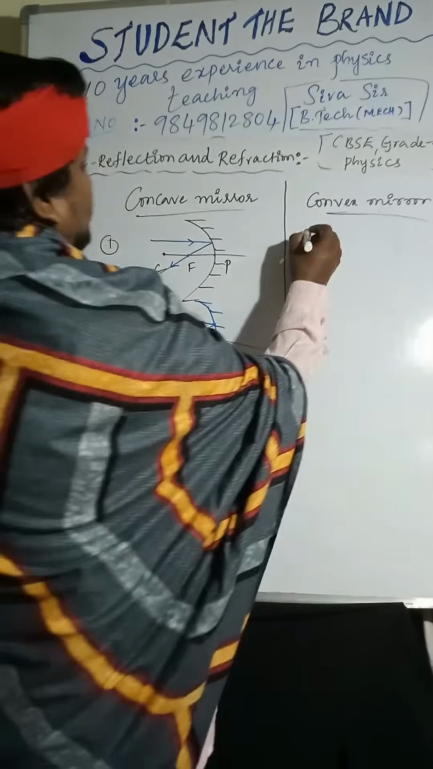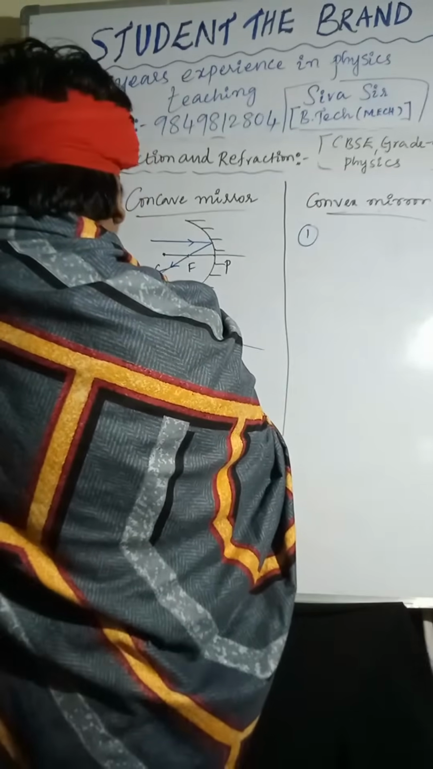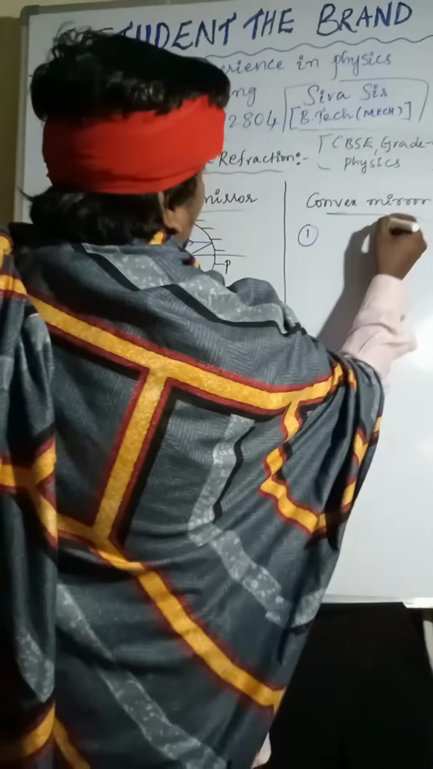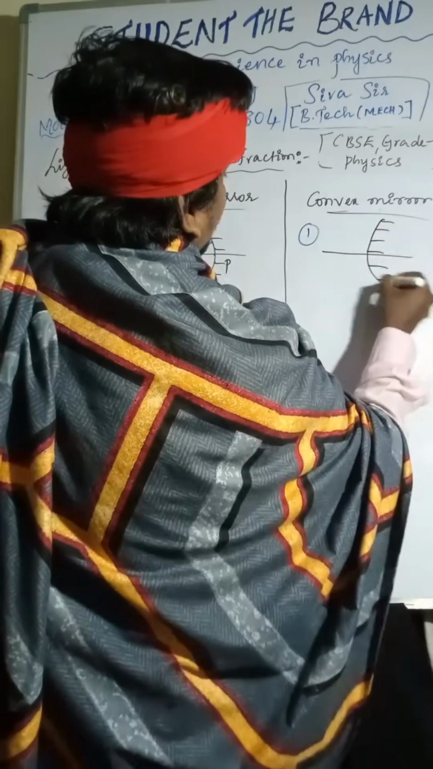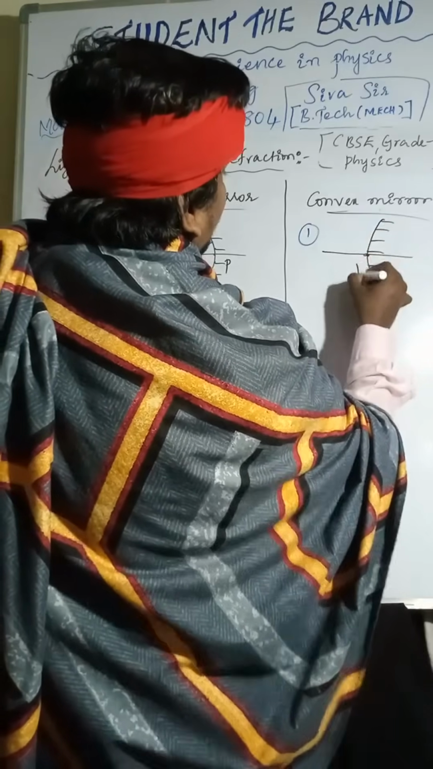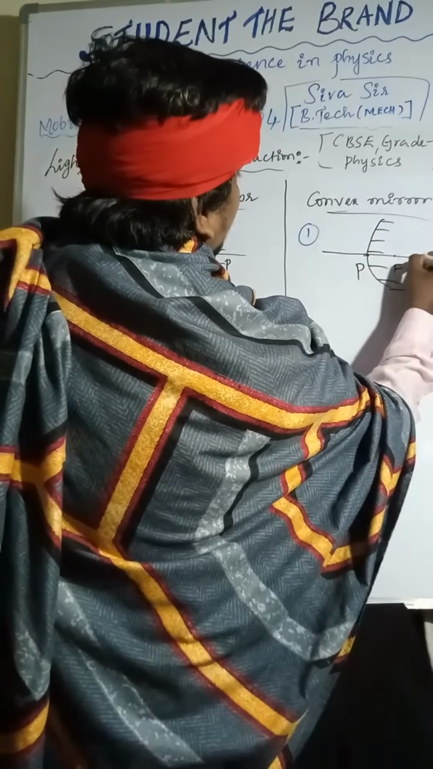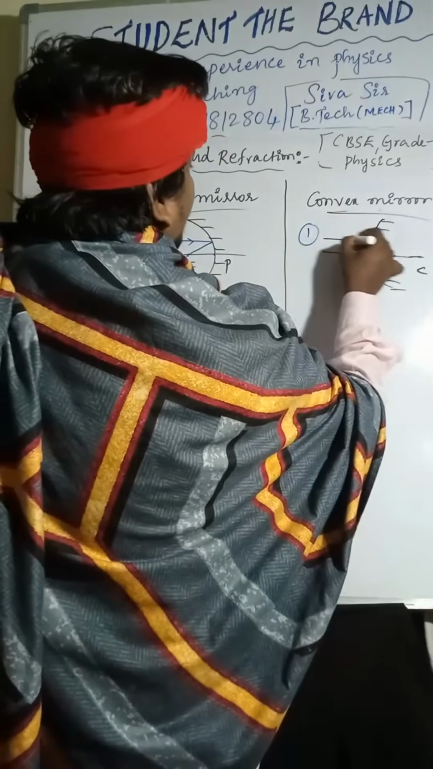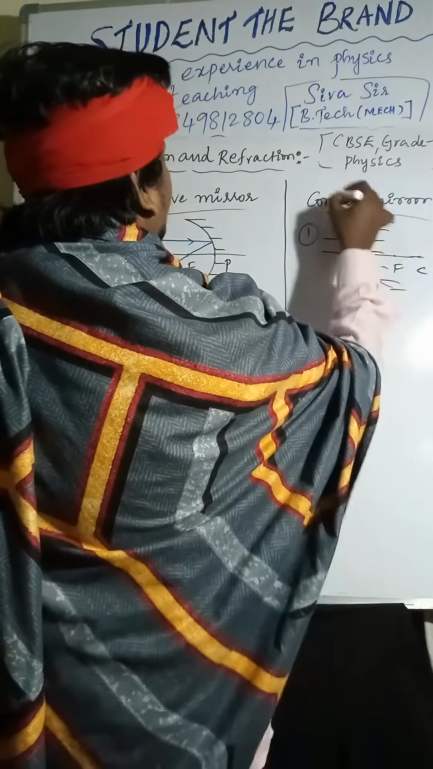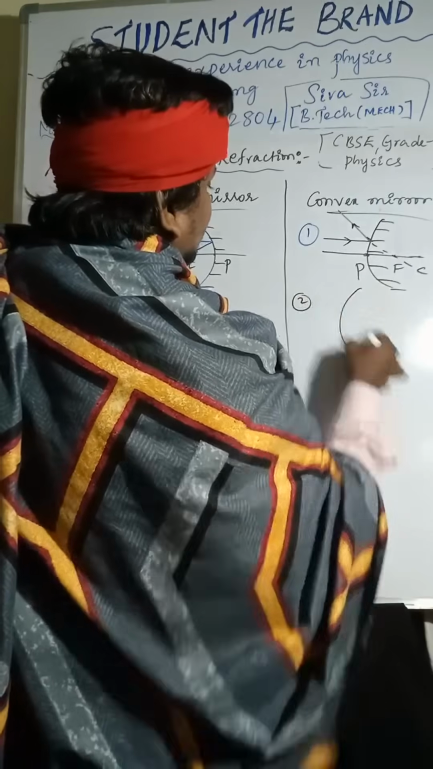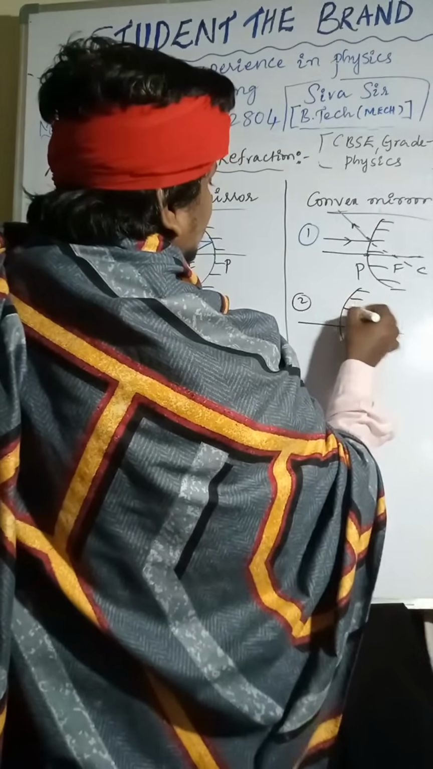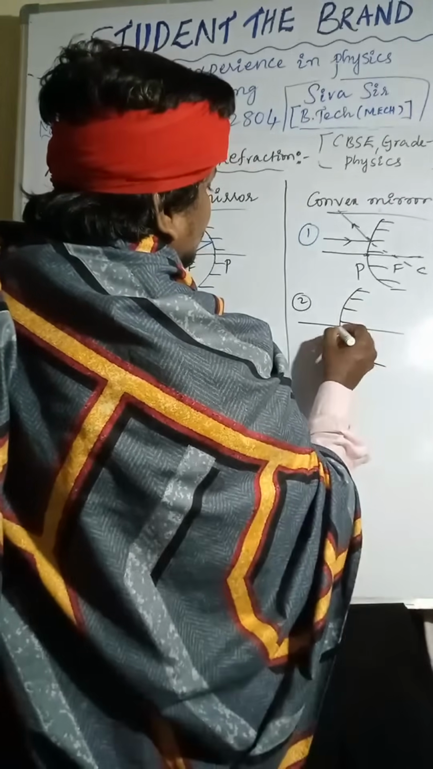Now I'm taking the convex mirror. With pole, focus, and center of curvature: a light ray parallel to the principal axis, after reflection, passes through the focus. Second, a light ray passing through the focus.